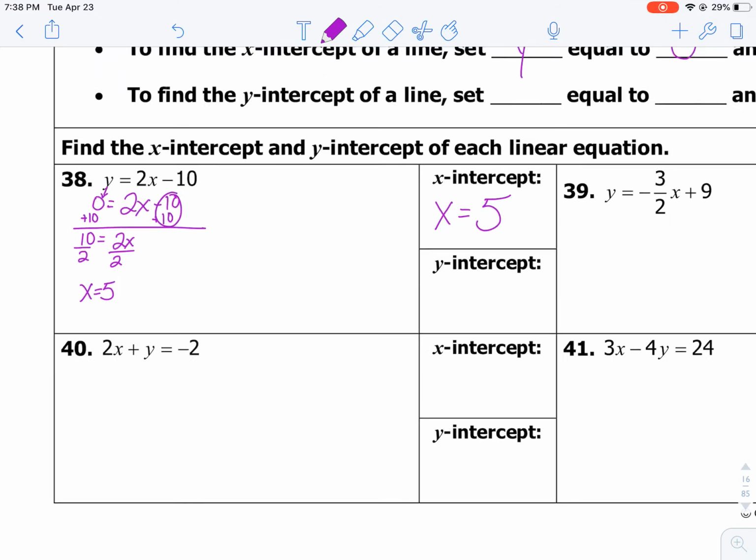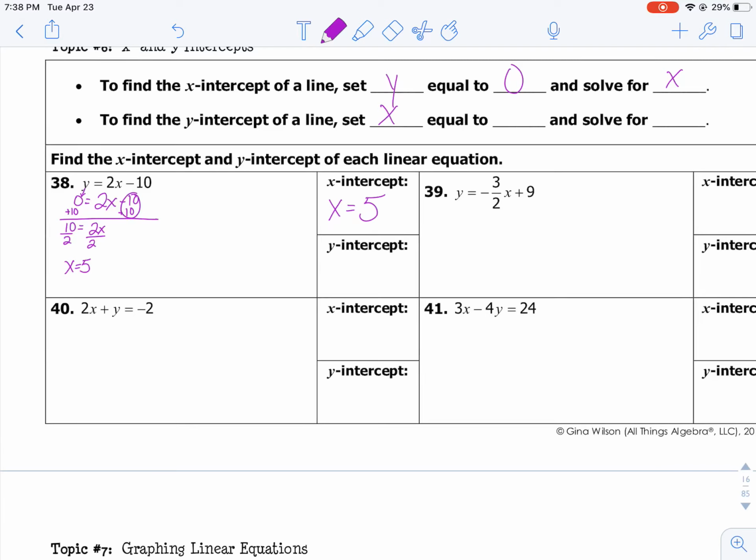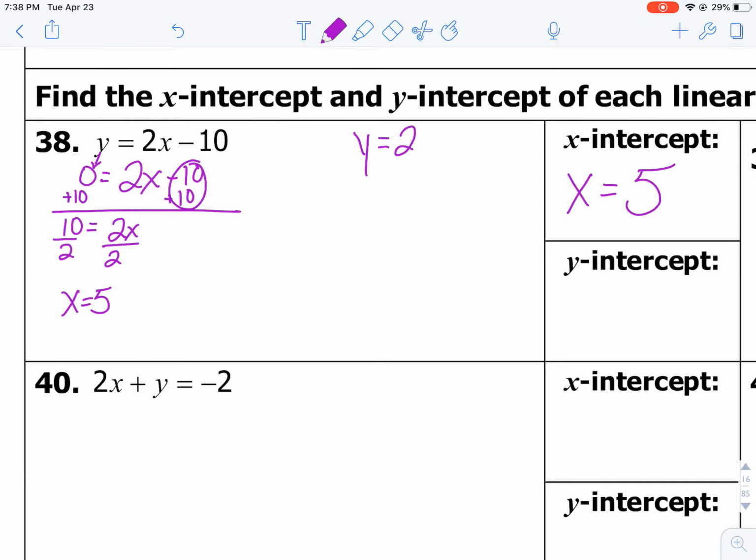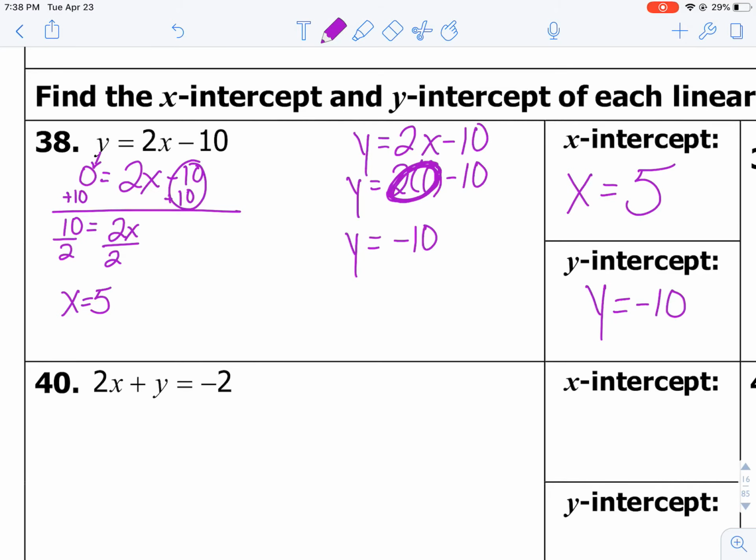To find our y-intercept, we're going to do the exact opposite. We're going to set the x equal to 0 and solve for y. So I'm going to go ahead and rewrite my equation. y equals 2x minus 10, except now we're going to replace that x with a 0. 2 times 0 gives me a 0. y is equal to negative 10. If I can figure out those 2 points on a graph, I can pretty much graph it, by graphing the x-intercept, graphing the y-intercept, and then just connecting them with a straight line because these are linear.